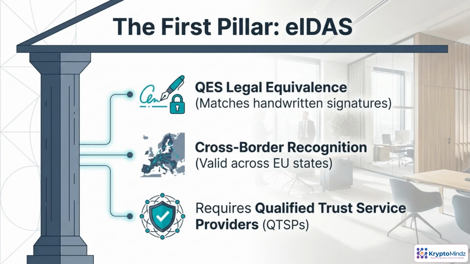eIDAS is the EU regulation that lets digital signatures stand in for ink on paper. It defines different levels of electronic signatures and states that a qualified electronic signature is legally equivalent to a handwritten one. To reach that level, we must rely on certified trust service providers, and those qualified signatures are then recognized across all EU countries.